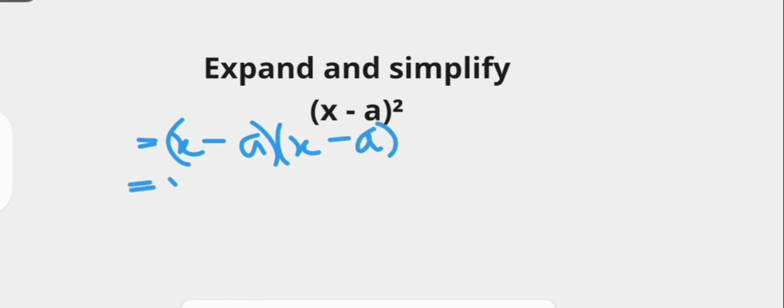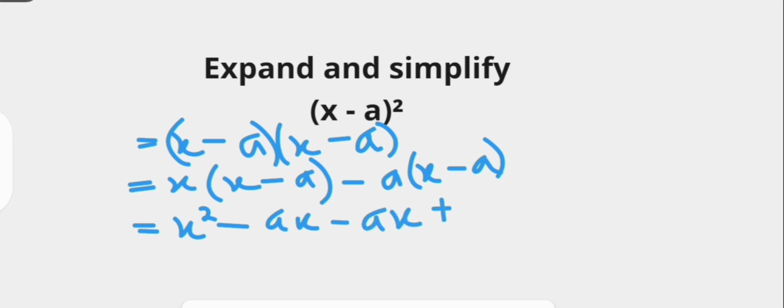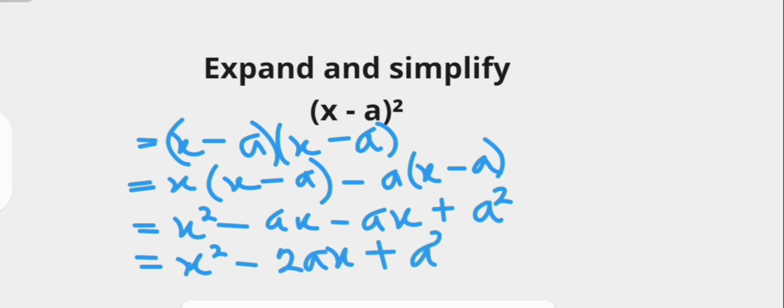One more, x minus a all squared. This can be written as x minus a times x minus a. And using the distributive property again, we have x times x minus a, and minus a times x minus a. Then opening up the brackets, we've got x squared minus ax from the first bracket, and from the second bracket minus ax, then minus a times minus a gives plus a squared. And simplifying gives us x squared minus 2ax plus a squared.